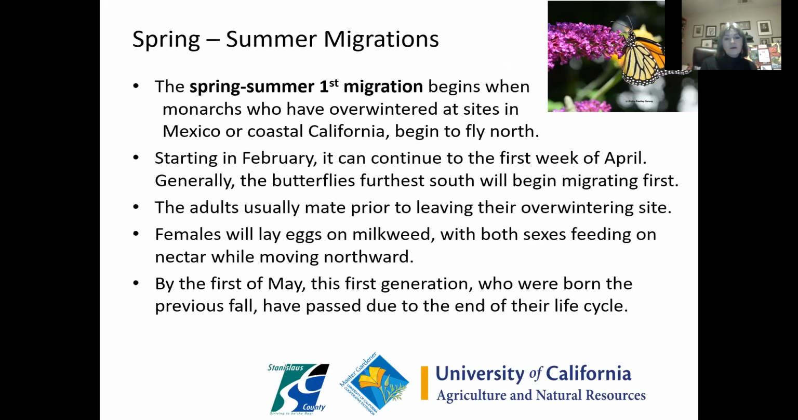The adults usually will mate before they leave their overwintering site because they have lots of opportunities to mate there, lots of butterflies. They lay their eggs on the milkweed as soon as they can find patches of it. And then by the 1st of May, that first generation will be gone. Their lifespan will be ended, and the next generation will be moving north and feeding on milkweed. So the cycle keeps going.